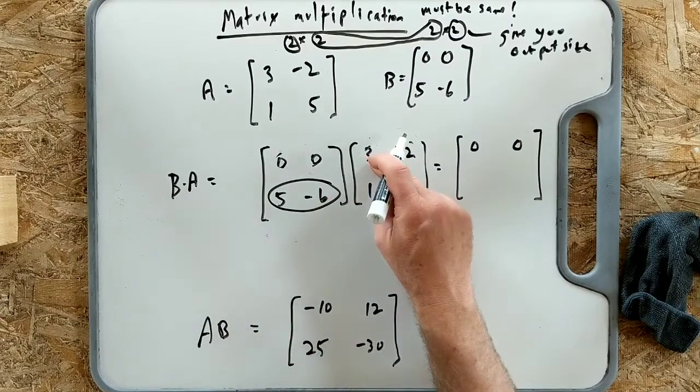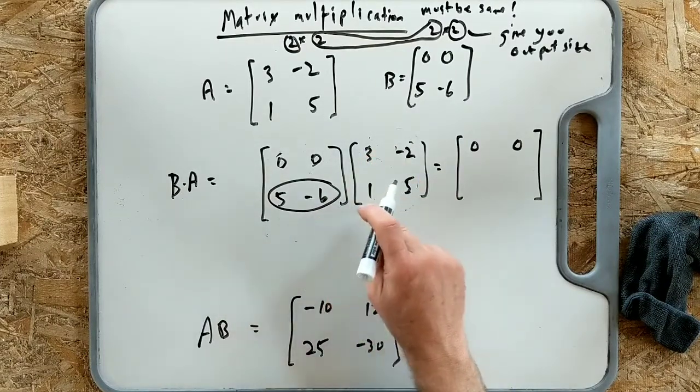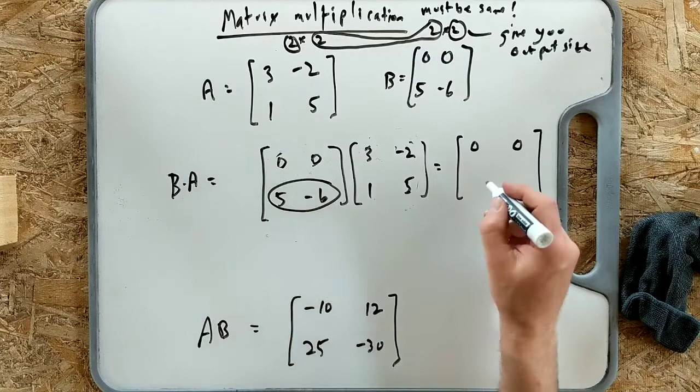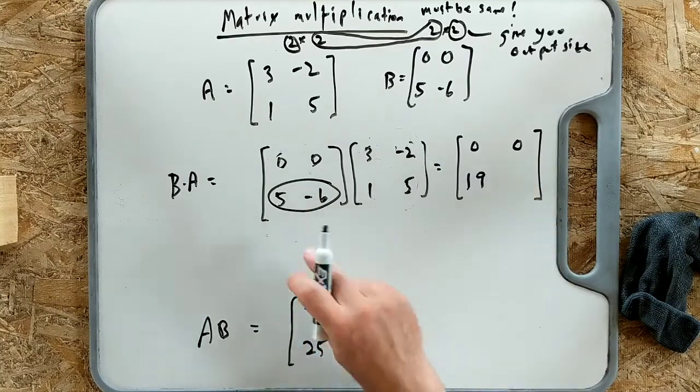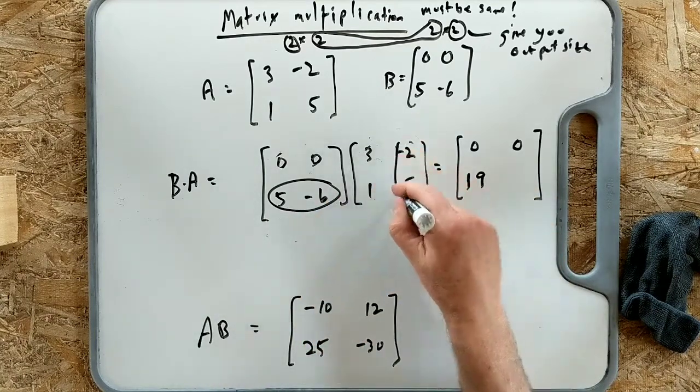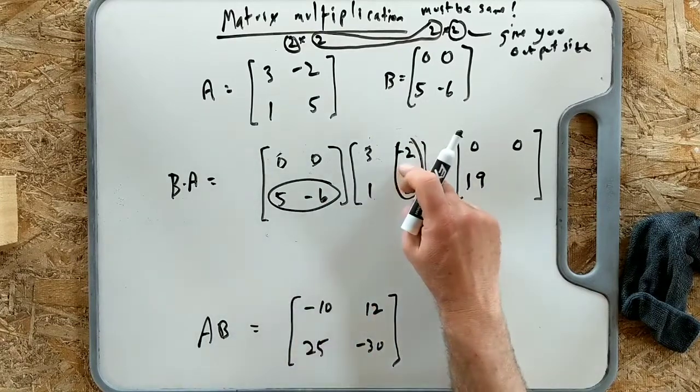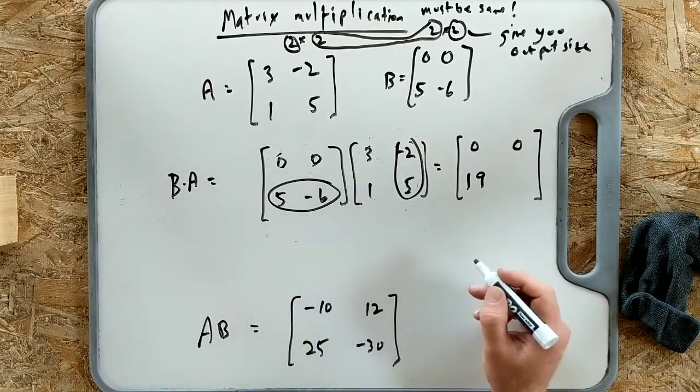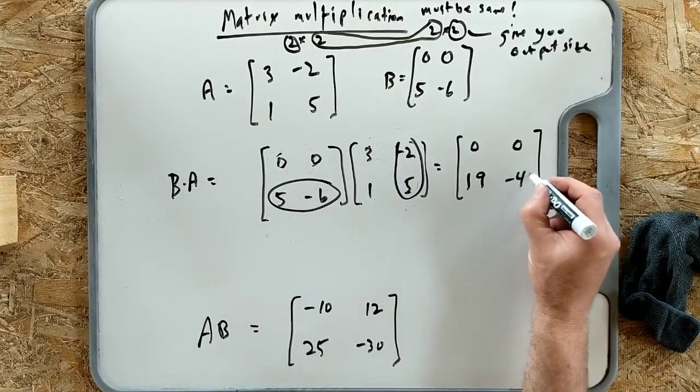5 times 3 is 15. Negative 6 times 1 is negative 6. 15 plus negative 6 is 9. And then 5 times, last one is this one. 5 times negative 2 is negative 10. Plus negative 30 is negative 40.